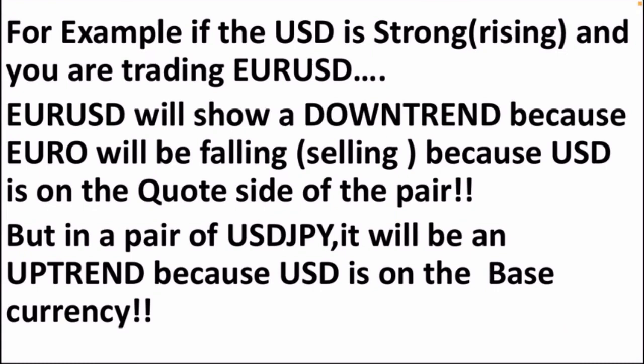One execution, but with complementary, opposite actions. The US dollar is rising, but the euro is falling because the US dollar is on the quote side. But if the US dollar is on the base side and we have a rising US dollar index, this is what happens. The US dollar will be on an uptrend because it is on the base currency side.